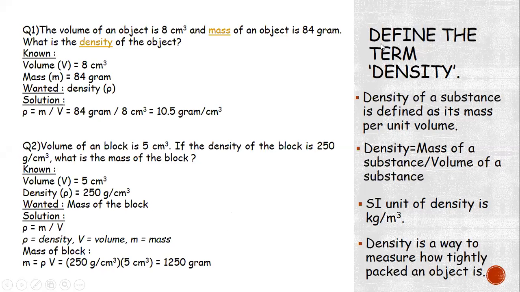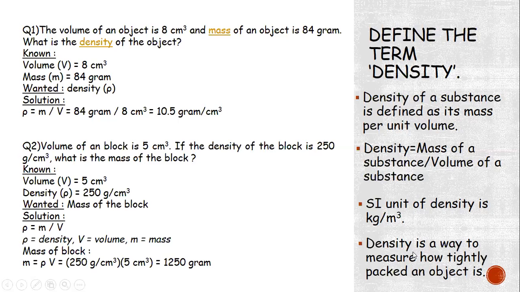Now we are going to define the term density. What is density? Density of a substance is defined as the mass per unit volume. So the more the mass in the unit volume, the more will be the density. So solids must have high density. The SI unit of mass is kilogram and volume is meter cube, so the SI unit of density is kilogram per meter cube. So density is a way to measure how tightly packed an object is.